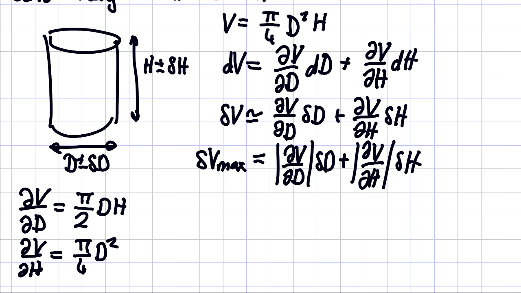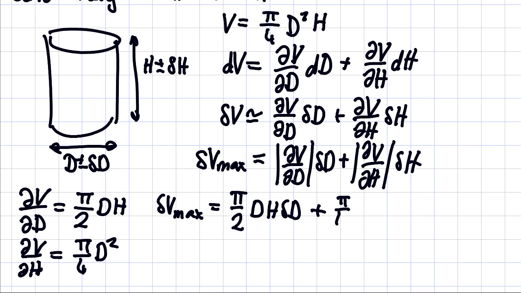Substitute these into our formula. Delta V max is pi by 2 dh delta d plus pi by 4 d squared delta h. And now I've got this far, I can see I don't need modulus signs because every quantity here is positive.